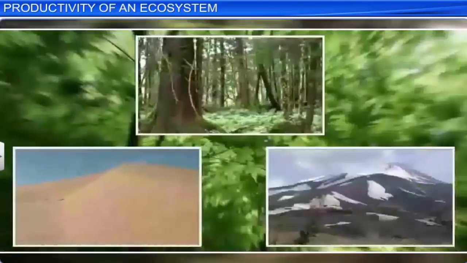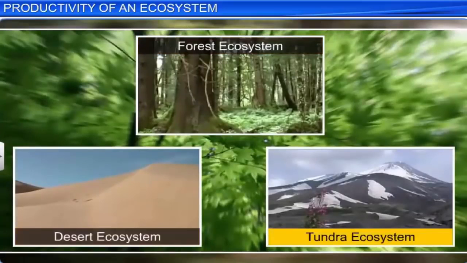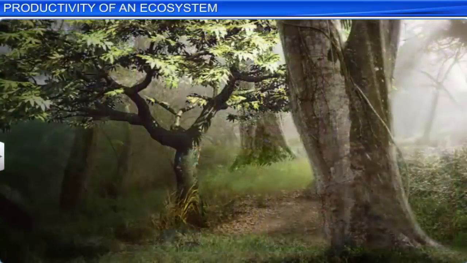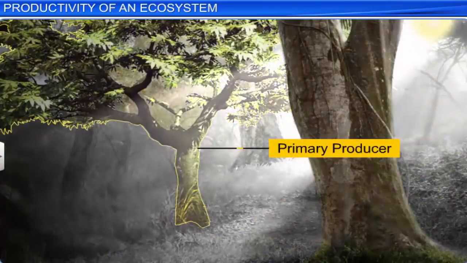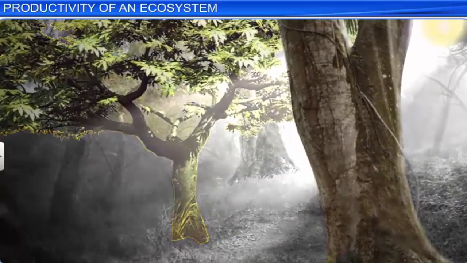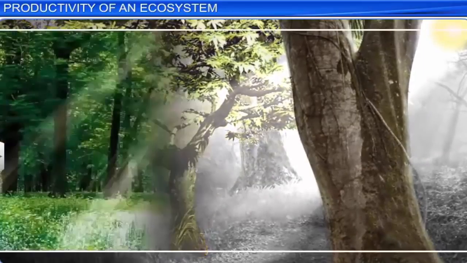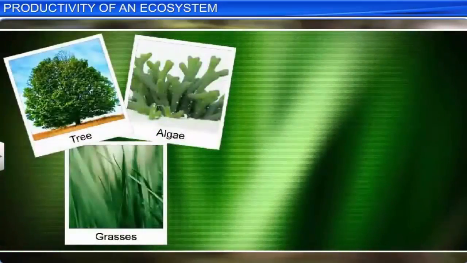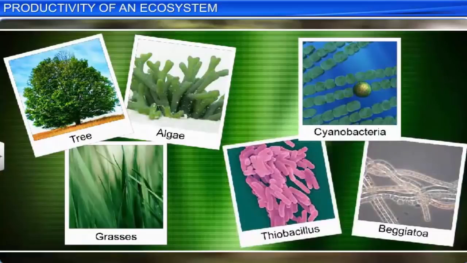If we compare a forest, desert, or tundra ecosystem, we find that the biomass of the forest ecosystem is greater than the other two. This is due to the presence of a large number of primary producers in the forest. Primary producers are organisms that can produce biomass from inorganic substances. They typically include photosynthetically active organisms such as plants, cyanobacteria or blue-green algae, and other unicellular organisms.